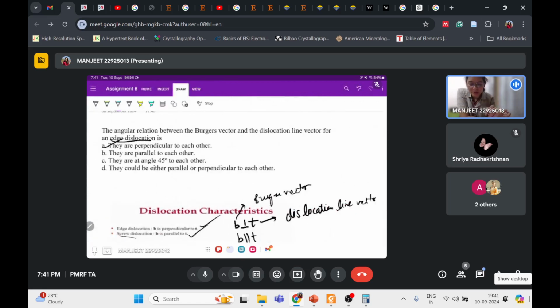And the next one is the dislocation, that is your one dimensional defect. So there are two types, edge and screw. The angular relation between the Burgers vector and the dislocation line is perpendicular for the edge one. For the screw one, they are parallel. Okay.